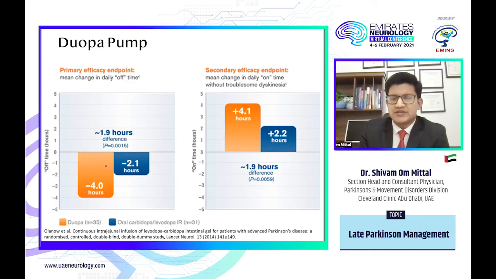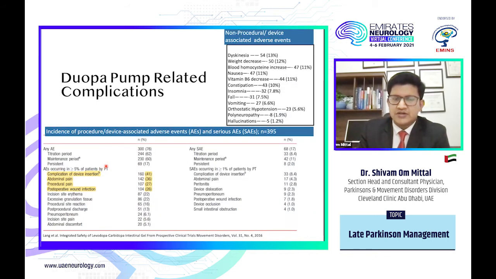This is the results of the multicenter clinical trial where they found the 2 hours on was increased and 2 hours off was improved. These are the other long-term studies. They have found that around 41% patients have complications with the device insertion. Around 36% patients have abdominal pain.